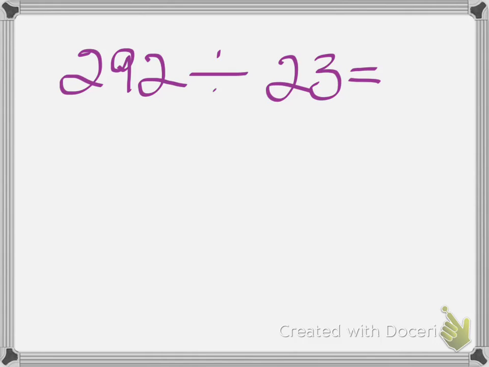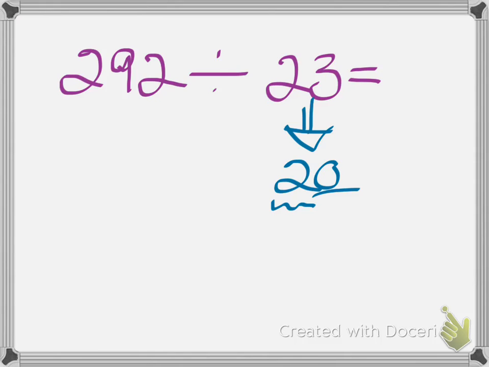292 divided by 23. Got to change that to a compatible number, so I'm going to change that to 20. I like those numbers that end in 0. They're easy for me. So I need to know what are the multiples of 2 to figure that out. 2, 4, 6, 8, 10.